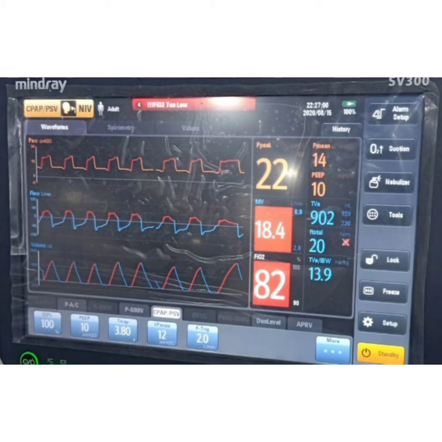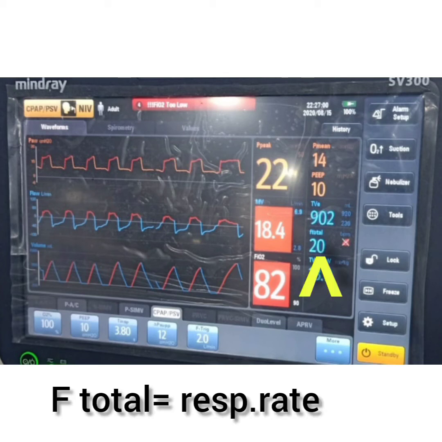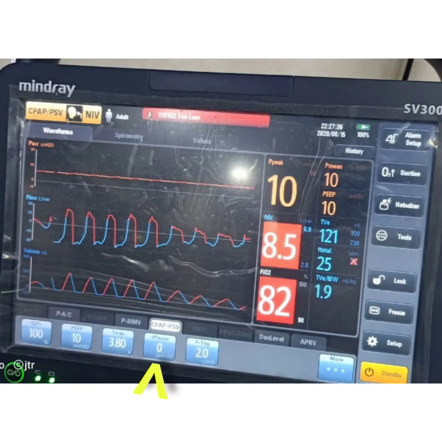So here we can see the difference between these two modes very clearly. In this one example, I have kept CPAP with pressure support of 12 centimeters of water. So I can see here F total is 20 only. In the other example, I have kept CPAP with pressure support of 0 centimeters of water. So here I can see F total increasing up to 26. So that means work of breathing is increasing as I removed the pressure support to the patient.